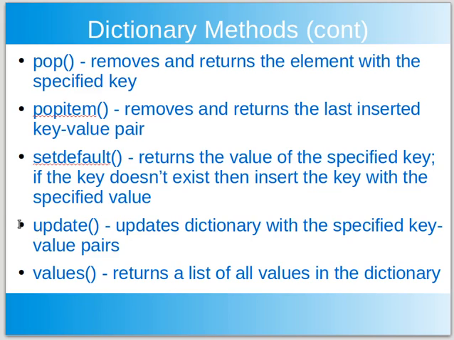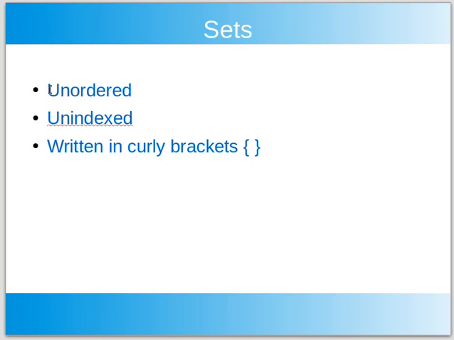Update. Updates the dictionary with the specified key value pairs. Values. Returns the list of all values in the dictionary. Sets. Unordered, unindexed, written in curly brackets.